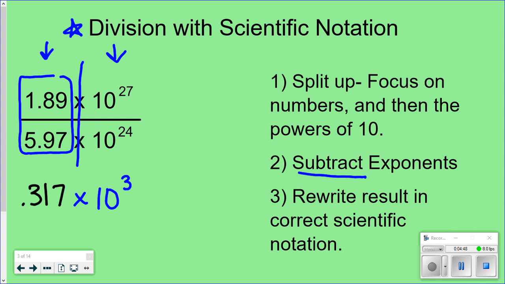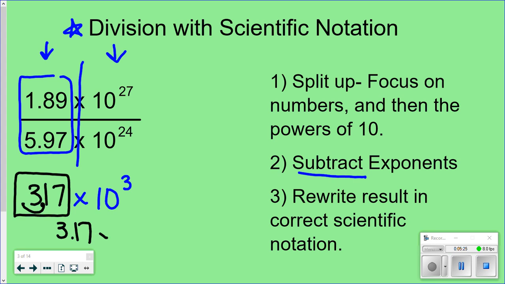All right, so we have scientific notation here. Now this is part 3 over here. It says you write result in correct scientific notation. I know that in scientific notation this has to be between 1 and 10. And this right now is not between 1 and 10. So what I have to do is rewrite this whole answer to make it the correct scientific notation. Right now this says 0.317 times 10 to the third power. But I have to move my decimal here.